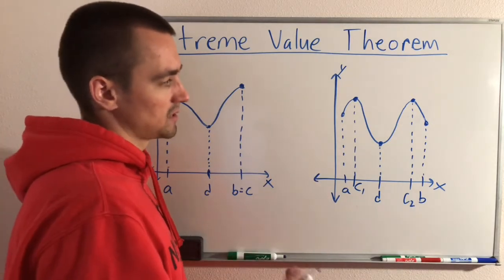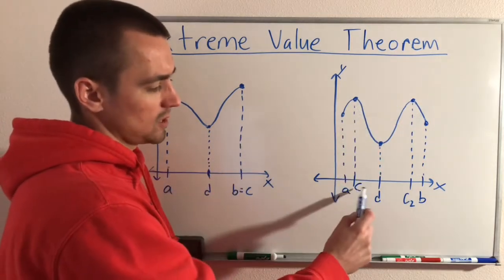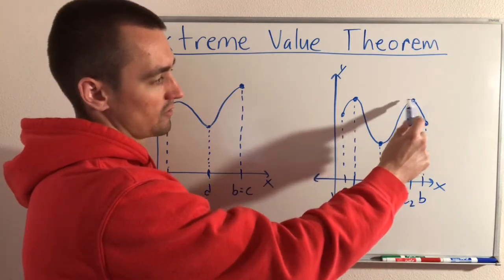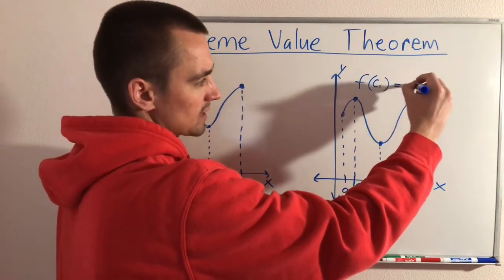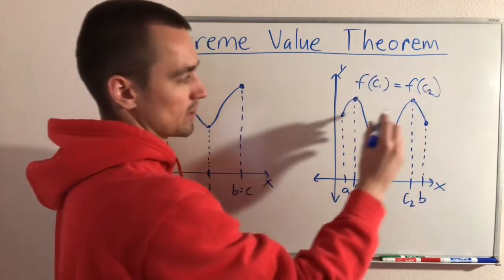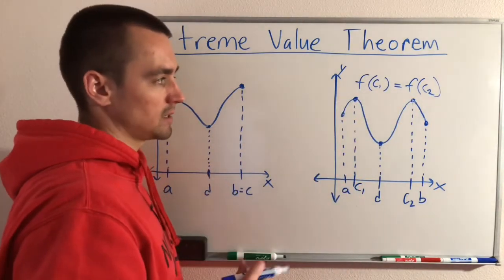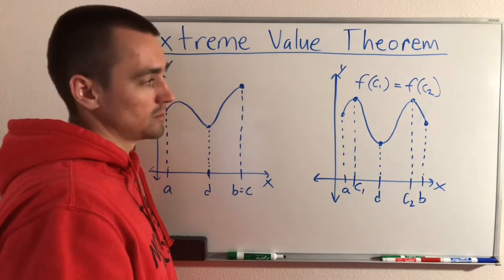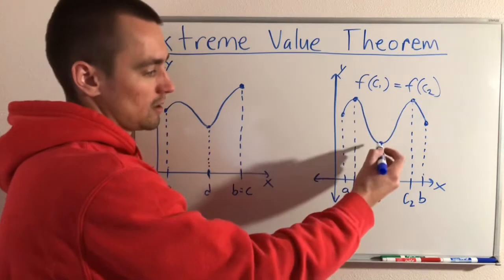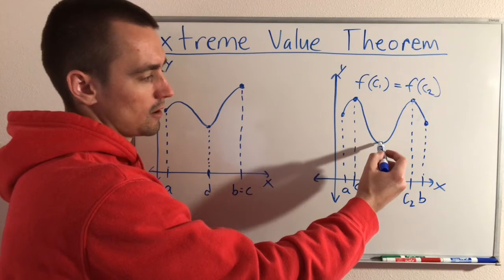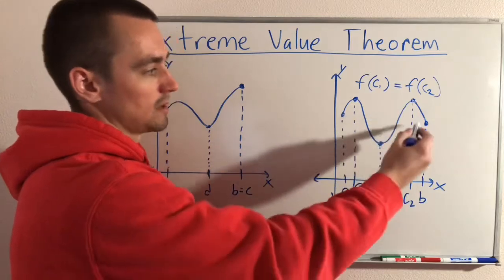And this example is interesting because we can see there are actually two absolute maximum values. Both c1 and c2 have the same output, the same y value. So f of c1 is equal to f of c2, and that's why these are both absolute maximum values. They both have the same height, therefore they're both absolute maximums, and we have an absolute max at c1 and c2. And then we can also see that we have an absolute minimum here at d, because this point is lower than all the other points on this function between a and b.